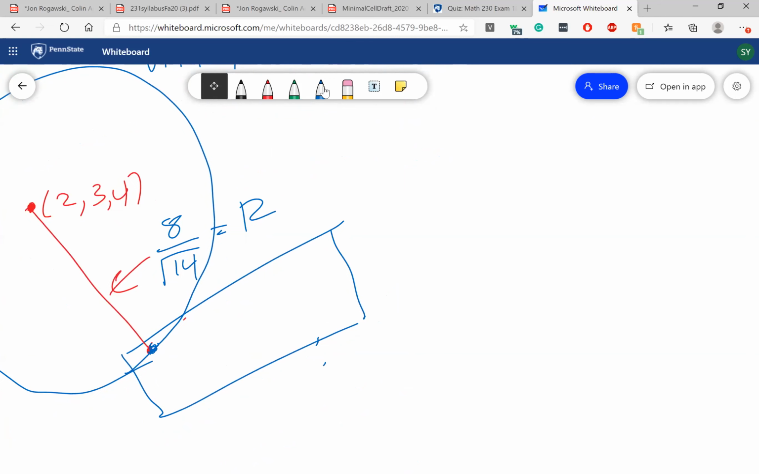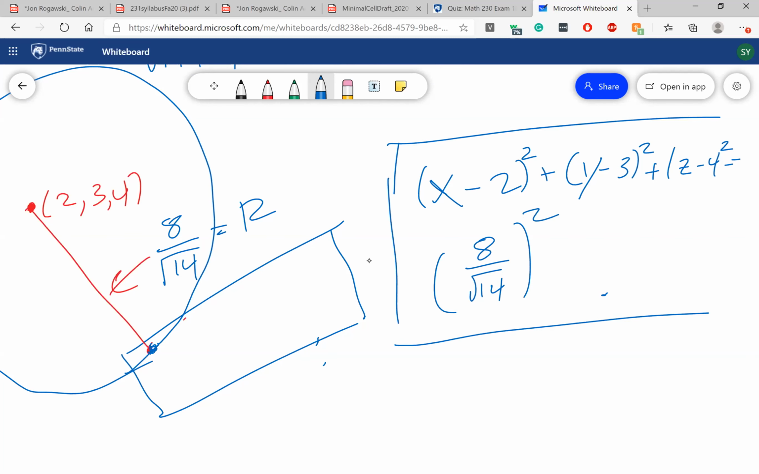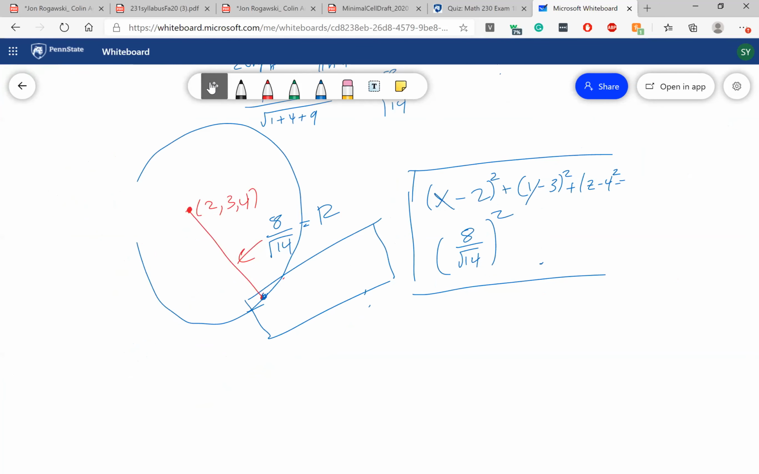So now we can look at x minus 2 squared plus y minus 3 squared plus z minus 4 squared. And we can set this equal to 8 over the square root of 14, squared. And this is the equation of my sphere that intersects this plane at only one point. Any questions about this?